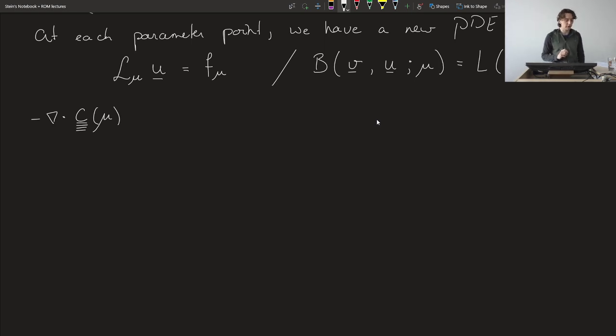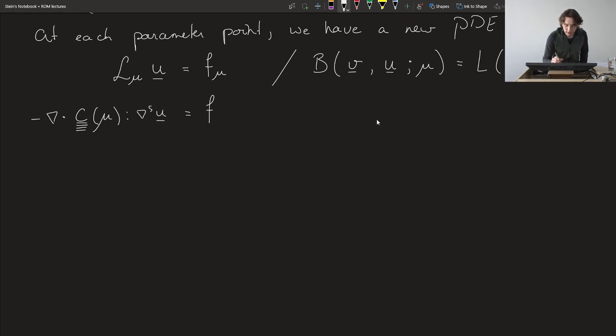And so I have a stiffness tensor that depends on our parameter point in our parameter domain. And then we have the double contraction with the symmetric gradient of u, and that is going to be equal to, well, a forcing. And in our example, the one that I just posed, our force actually does not depend on the parameter, so I'll stick with that for now.